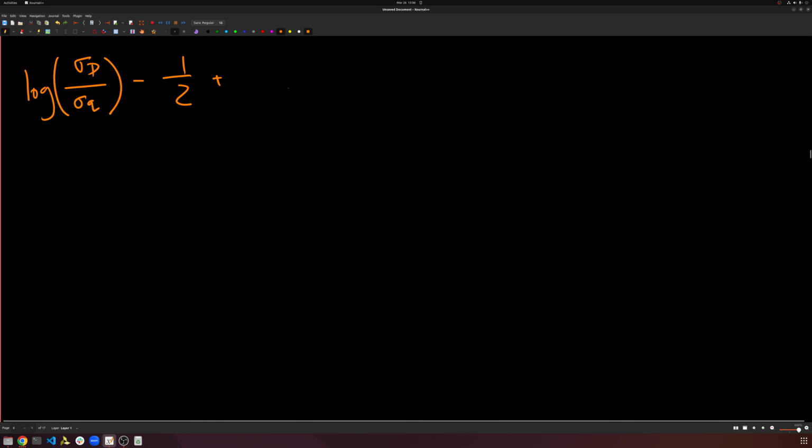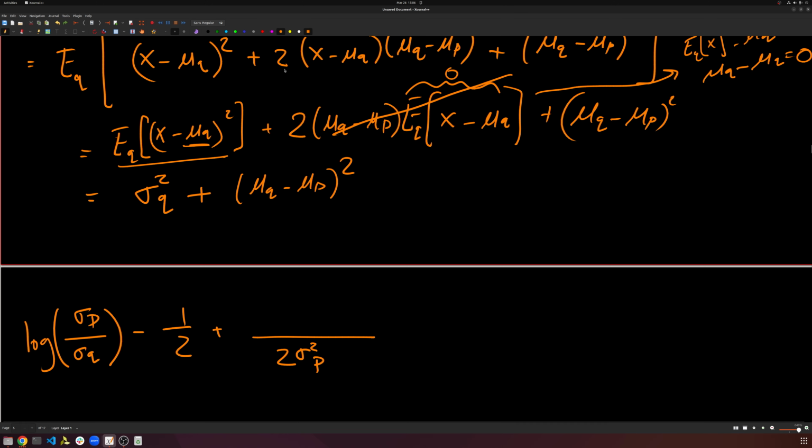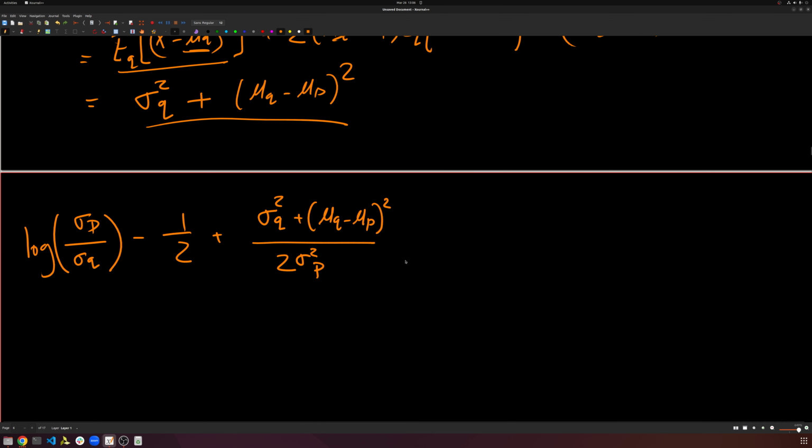And then it's going to be plus, again, in the denominator, we had 2 sigma squared p, right? And then, like we computed, it's just going to be just this stuff right here. So it's going to be sigma squared q plus mu q minus mu p squared. And that is basically our final formula. So we're basically done now, right? We're basically done now, except there's one more step that we need to do.